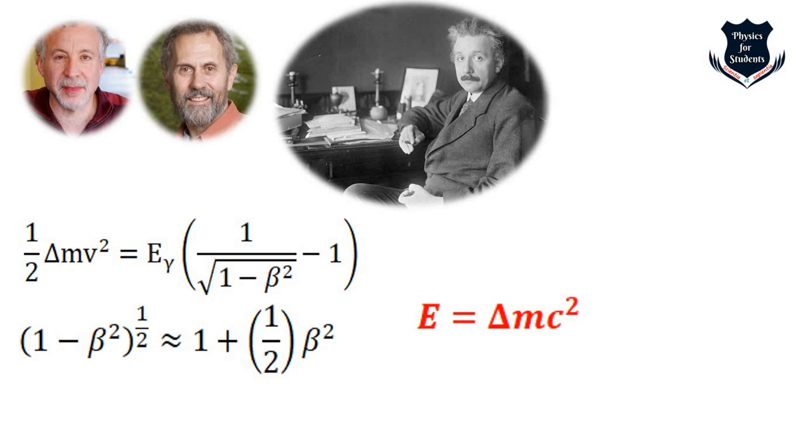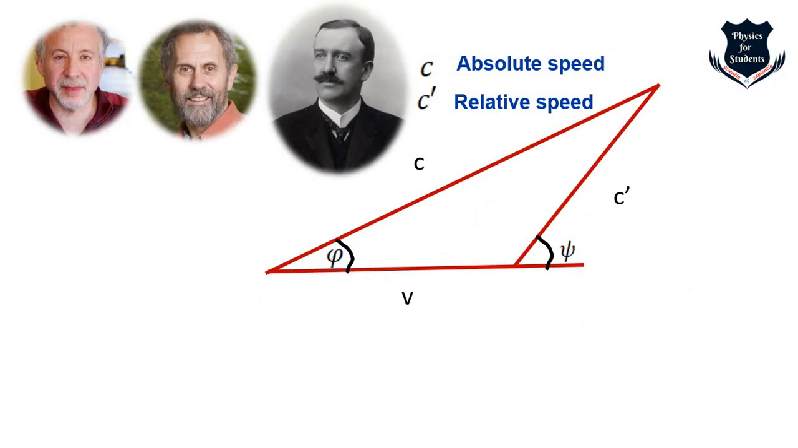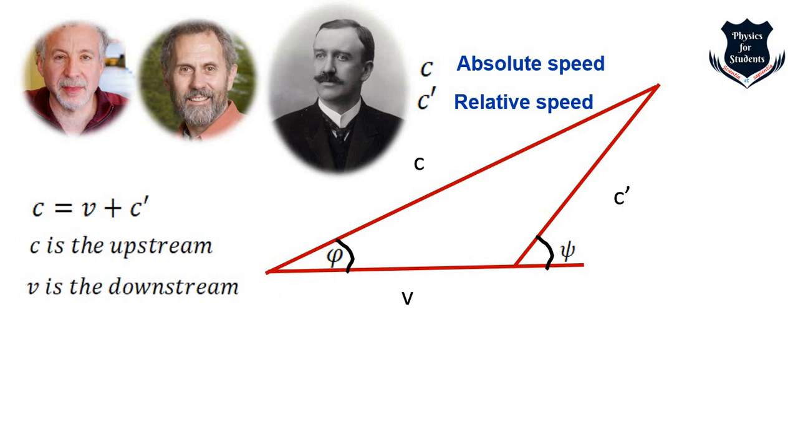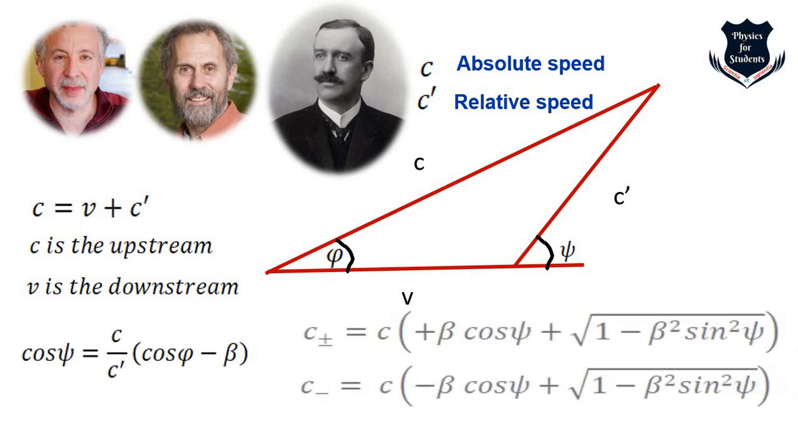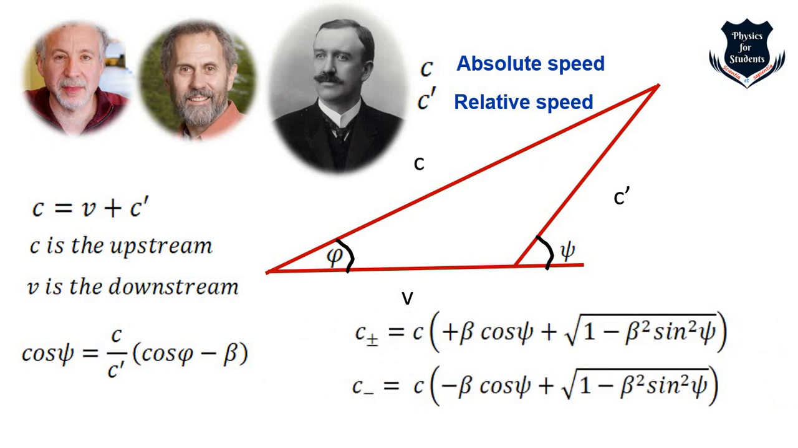On the other hand, before going further, let us look at what Hasenöhrl actually did. This is a figure which we get, and he assumed c to be the absolute speed and c prime to be the relative speed. So by definition we get this, right? And you can see psi, and the angles are there, and so we get this. c is the upstream velocity of light and v is the downstream velocity of light, and with a little bit of trigonometry we can get this.